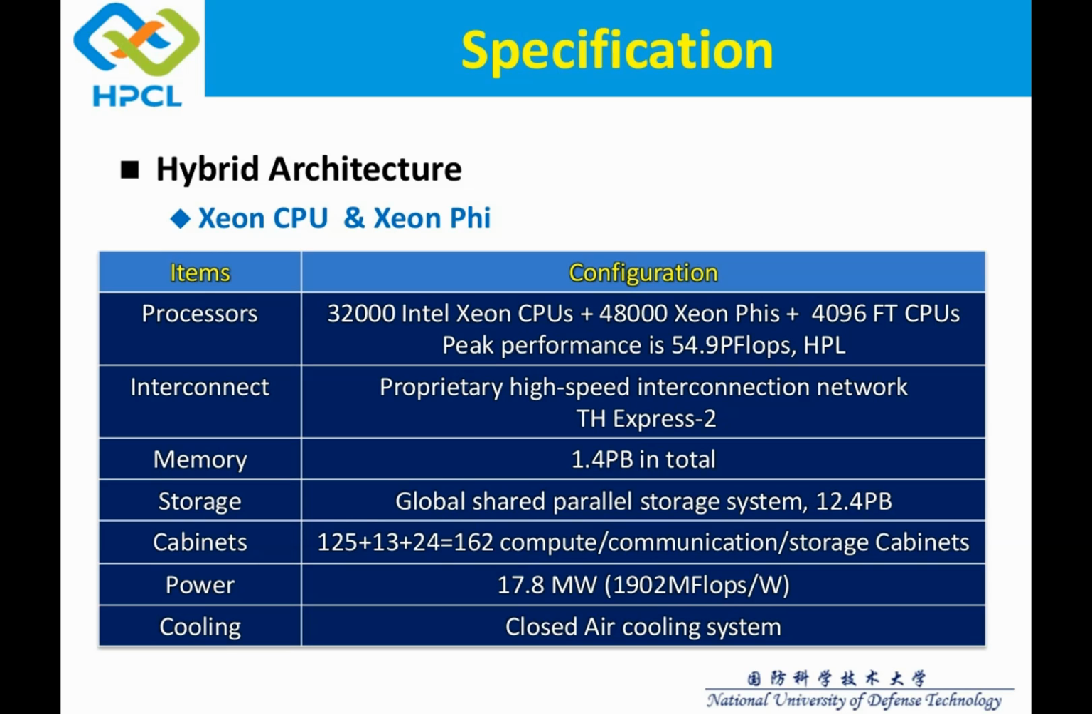The computer is built from a number of cabinets. It has 162 cabinets in total, but there are different types of cabinets. You have 125 computation cabinets, 13 communication cabinets, and 24 cabinets devoted to storage. In total, this computer uses about 18 megawatts of power using a closed air cooling system.